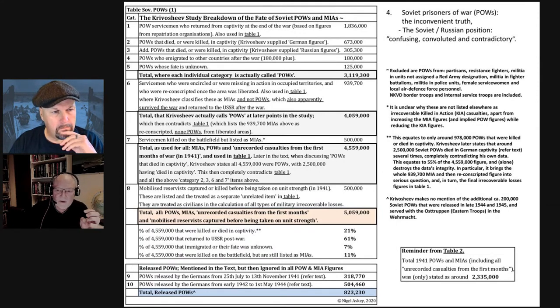So you get this 1 million POWs. Now, he actually calls them POWs. So he says these are all POWs. So this is for the whole war.